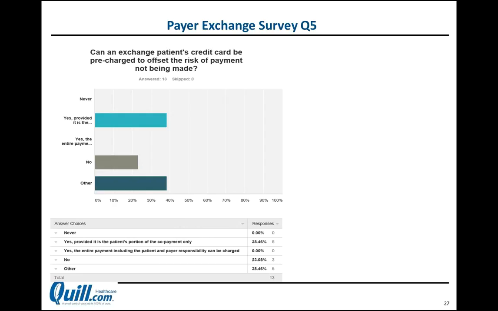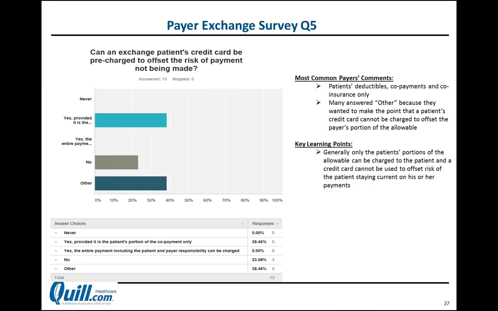Question 5, can an exchange patient's credit card be pre-charged? And I think we were asked this question a little bit earlier. It's worth emphasizing that, yes, it can be pre-charged, but only for the patient's portion of the charges. For 99213, office visit, if it's $100 and the patient obligation is $25, you can't charge the patient $100 and cover that $75 payer obligation. That is not allowed. You can only charge the $25 patient obligation.